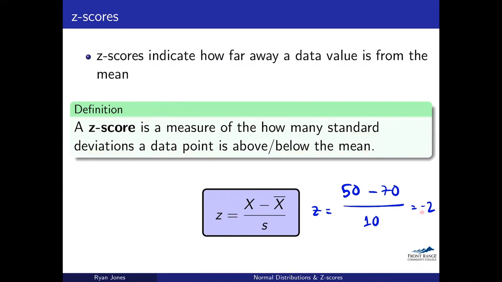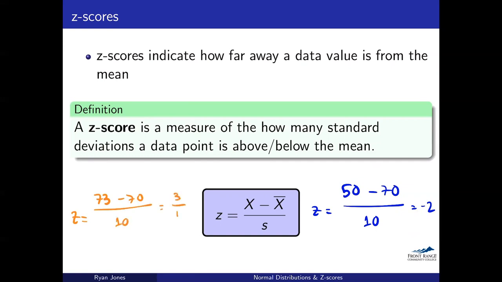The negative tells me below. If it were positive, it would tell me above. So just straight by this calculation here, we're exactly telling the reader or whoever's doing this problem, hey, 50 is 2 standard deviations below the mean of 70. If I asked you about, hey, let's say I had a data point that was 73. Well, okay, let's subtract the mean from that, divide it by 10.